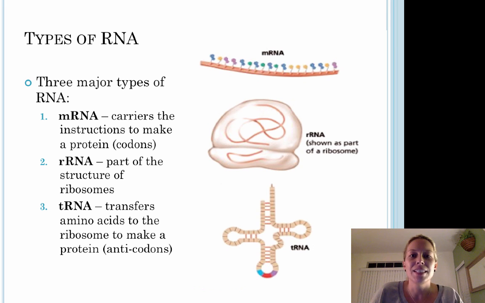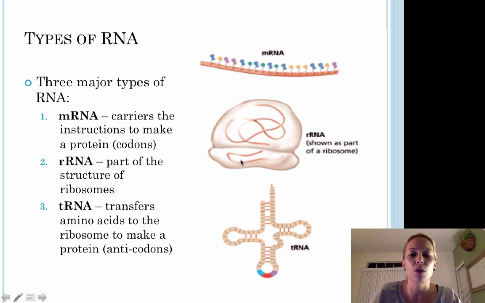Since DNA is such a huge molecule, and it's such an important molecule, it has all of our instructions, we don't want DNA to leave the nucleus. So what we're going to do is make a copy of the gene that we want, and we are going to transcribe that into mRNA. Think of mRNA as a photocopy of the gene that you want. And that mRNA is going to leave the nucleus, and it is going to bind with a ribosome.